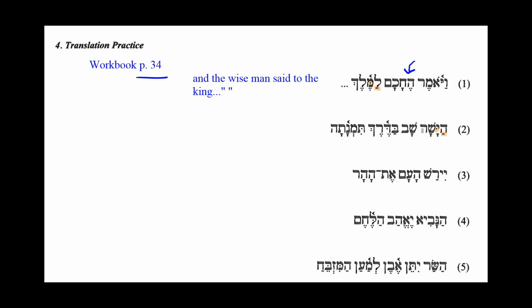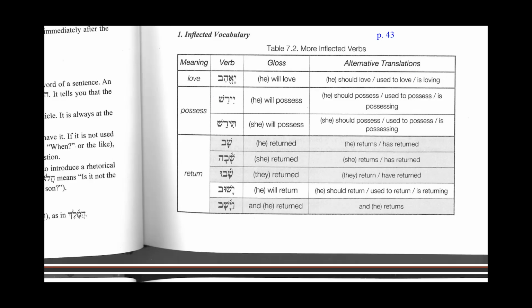So we have the upright. Then we have a verb here, shav. We'll need to go look that up on page 43 or 44. We'll go check. It looks like it's over here on page 43 of the textbook. And here it is. Shav means he returned. So it's third masculine singular.